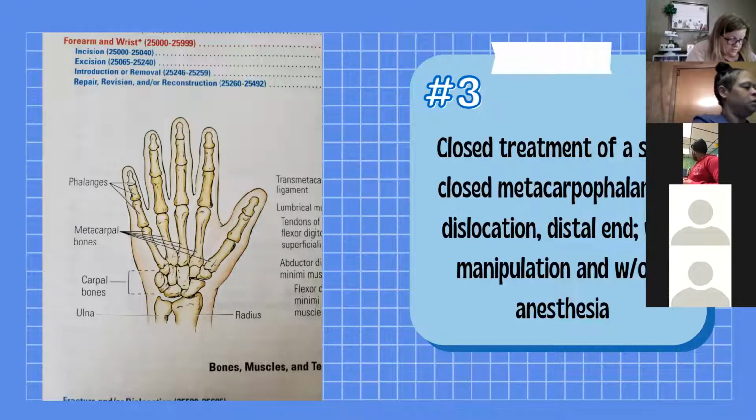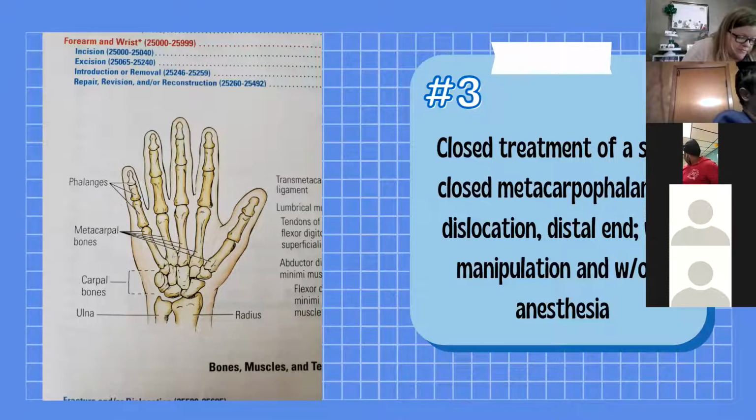And we are looking for arthritis and diagnostic surgical. Manipulation. Close treatment. Dislocated. Wouldn't it be 26340? 340?